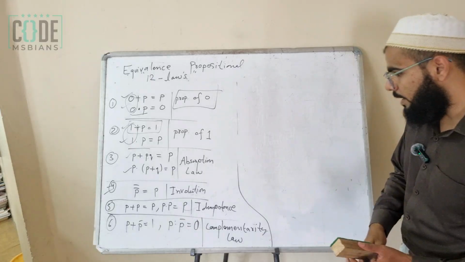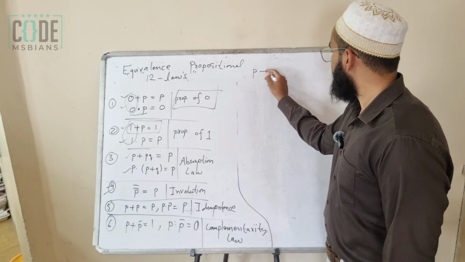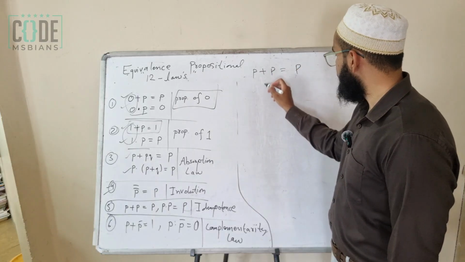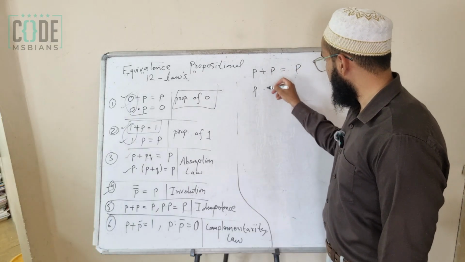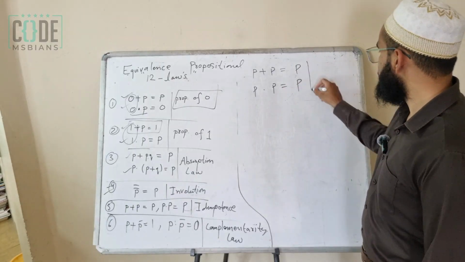Okay, now next is idempotence. So there are two properties: P OR with P will give you P. If I change the sign, P AND with P will also give you P. Okay, now this is known as idempotence.